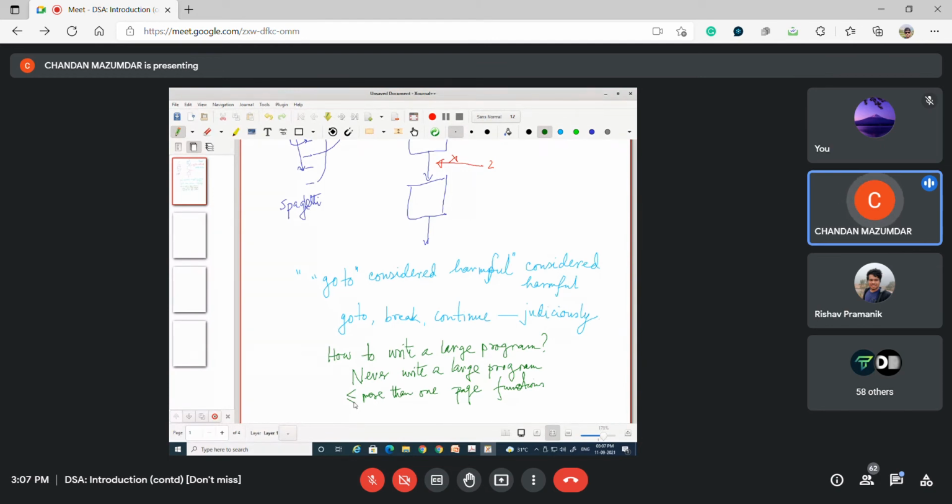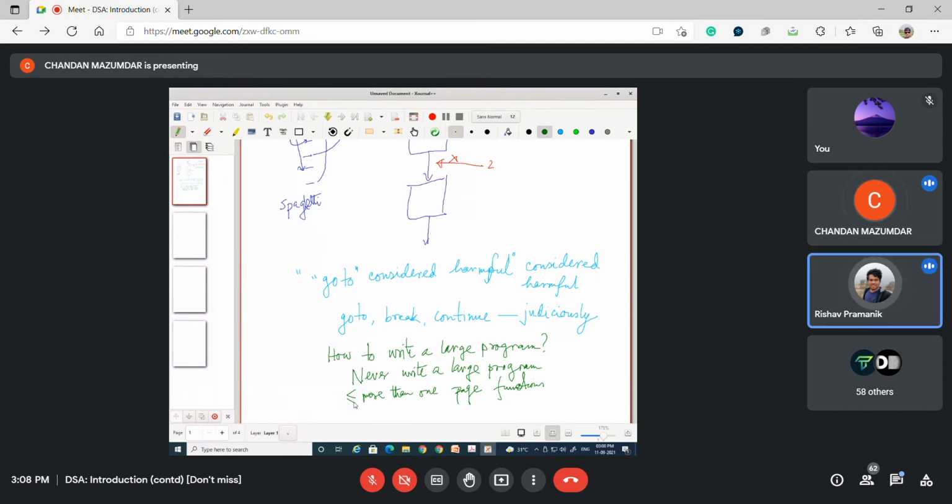And if you look at the source code of any of the large programs, there are a number of source codes of large programs available on the web. You will find out that they have never written any large function. They have always broken down the problems, and each function is a small function, usually within a page, or maybe maximum 2 pages. You can print the functions and see what the length of that is.